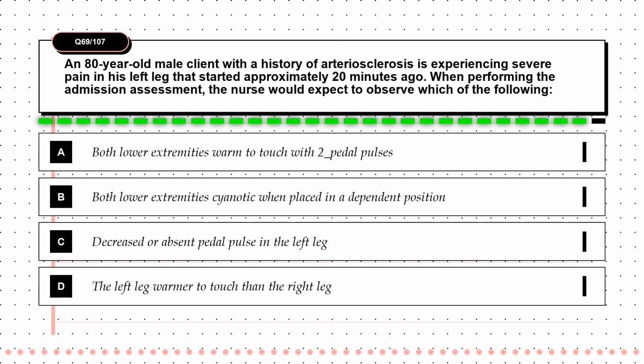Question 69. An 80-year-old male client with a history of arteriosclerosis is experiencing severe pain in his left leg that started approximately 20 minutes ago. When performing the admission assessment, the nurse would expect to observe which of the following. Here are the options. Option A. Both lower extremities warm to touch with 2 pedal pulses. Option B. Both lower extremities cyanotic when placed in a dependent position. Option C. Decreased or absent pedal pulse in the left leg. Option D. The left leg warmer to touch than the right leg.